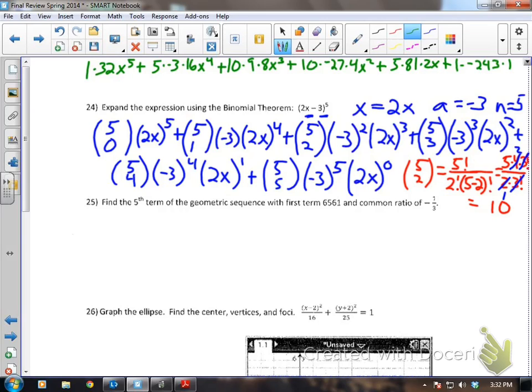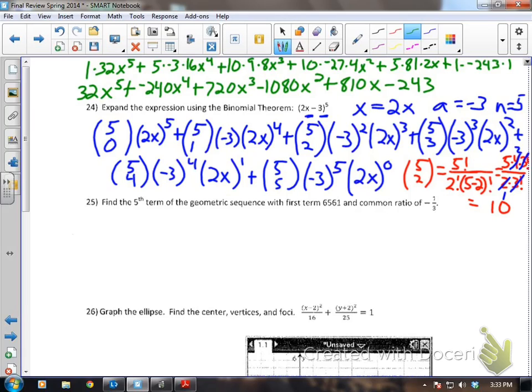Okay, so now let's work this all out. So 1 times 32 is 32x to the 5th, plus 5 times negative 3 is negative 15 times 16 is negative 240 x to the 4th, plus 10 times 9 is 90 times 8 is 720 x to the 3rd, plus 10 times negative 27, so that's going to be negative 270 times 4, which is negative 1080 x squared, plus 5 times 81 times 2 is 810 x, and then 1 times negative 243 times 1 is negative 243.